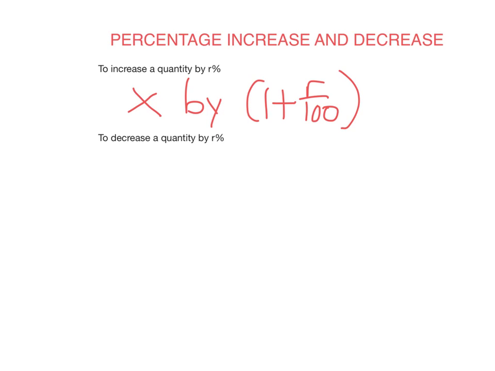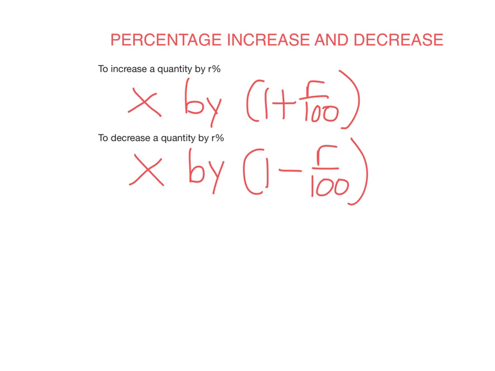Now, to decrease a quantity by R%, we also multiply, but remember the only difference was that there was a minus in between the 1 and the fraction. Okay, so these are almost the same formula, it's just this plus and the minus. That is the only difference. So this is a very quick way to do it.